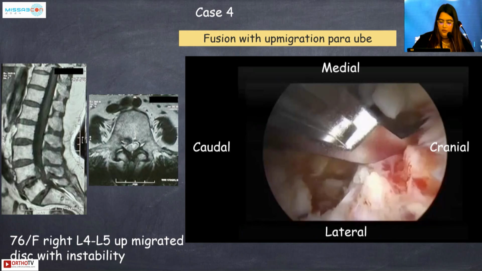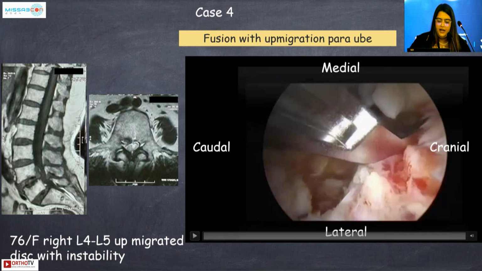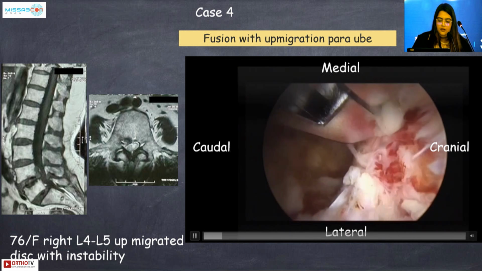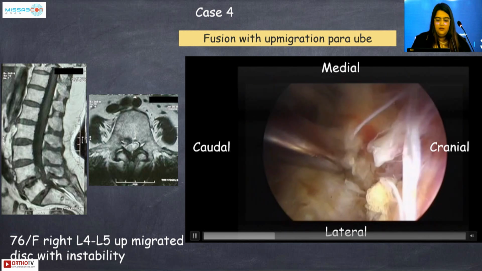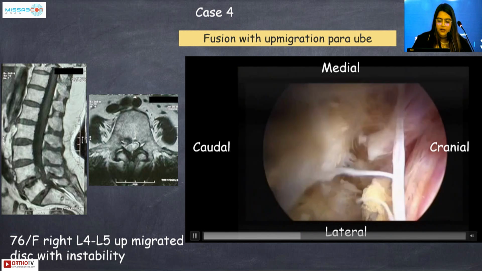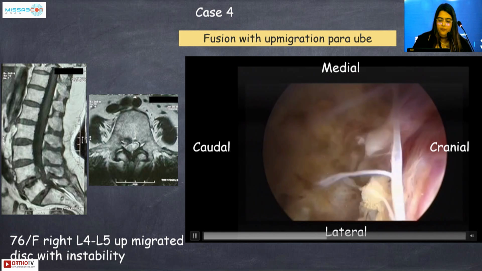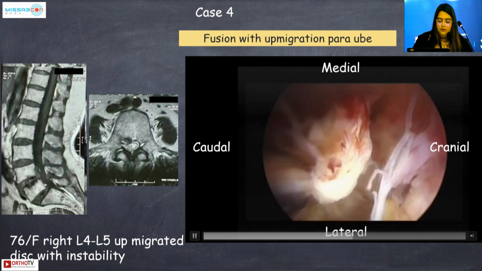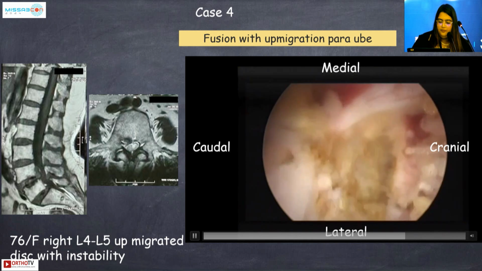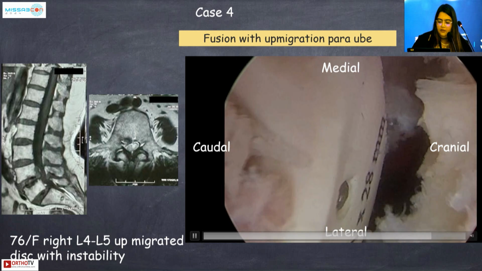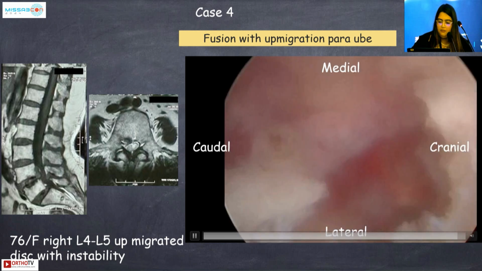Again, now this is another case of an elderly lady with a right-sided L4-5 upmigrated disc, but this time with instability. So we planned her for a fusion, and here we are decompressing the exiting nerve root. We are removing the upmigrated portion of the disc herniation now. You can see that both the nerve roots are adequately decompressed and the disc space is now prepared, and we are introducing the cage through the same corridor.